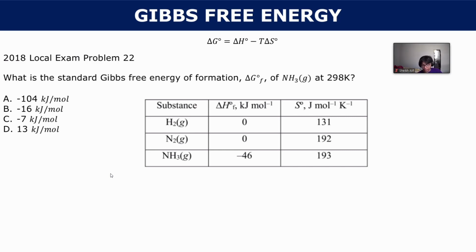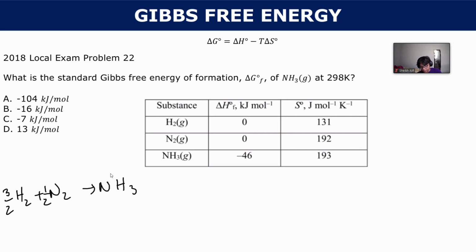The formation reaction for this would have NH3 on the product side, and H2 and N2 on the reactant side. You would need only 1/2 of N2 and 3/2 of H2. Now you need to figure out the change in enthalpy and also the change in entropy. You can do that with their formulas, which is the sum of the enthalpies or entropies of the products minus the sum of the enthalpies or entropies of the reactants. So let's do that for all of them.